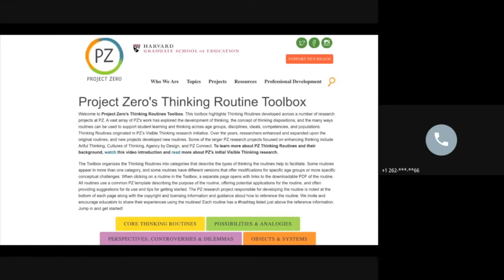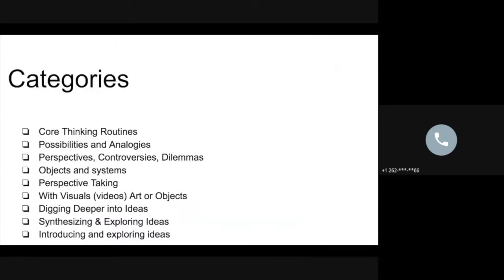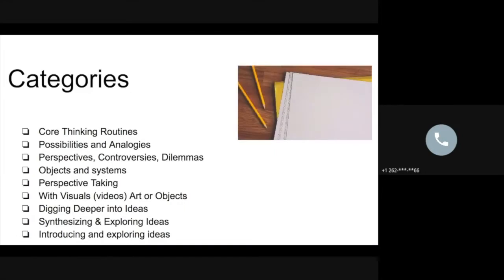One of my absolute favorite websites, which just got a facelift in the recent past, is done by Project Zero. It's through the Harvard Graduate School of Education, and they have a lot of wonderful resources that we are going to be drawing from today. Jay, can you go to the next slide? When it comes to looking at the categories of strategies for visible thinking provided, you may realize as we go through some of these stages that you may already be doing them face-to-face with kids on paper or asking for them to do things verbally.